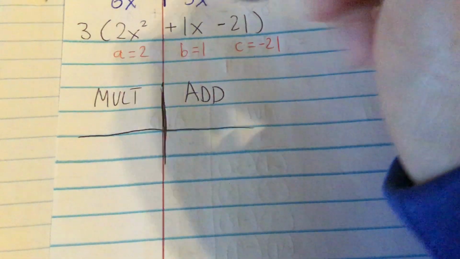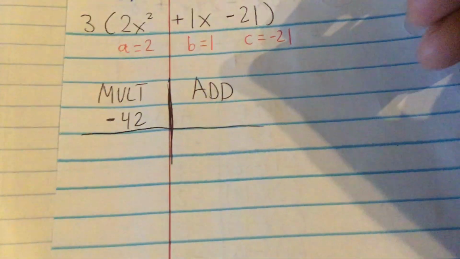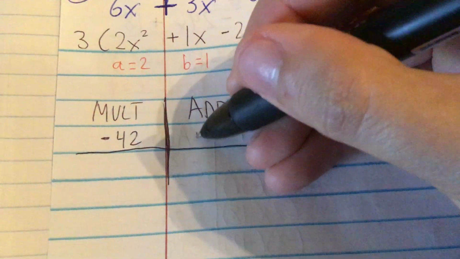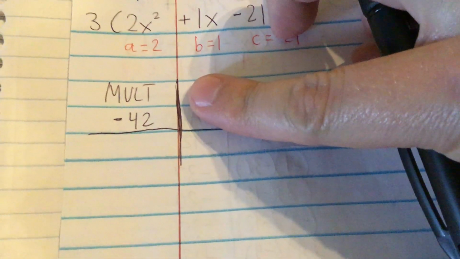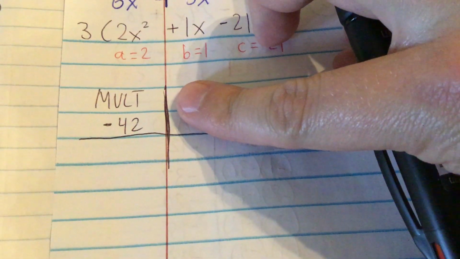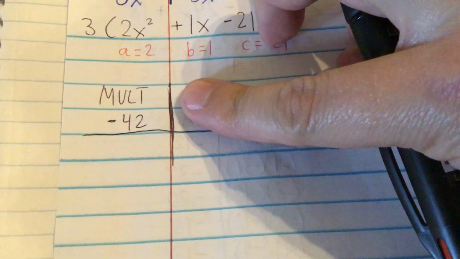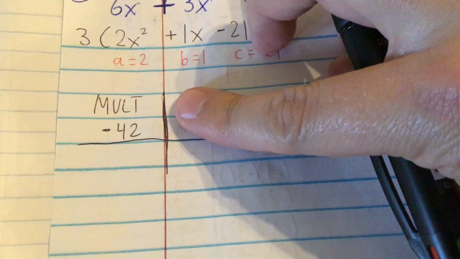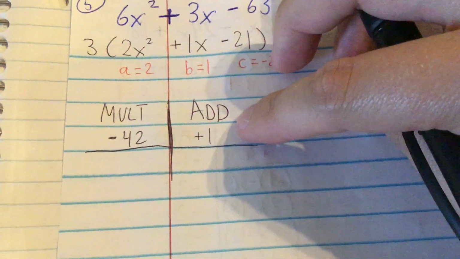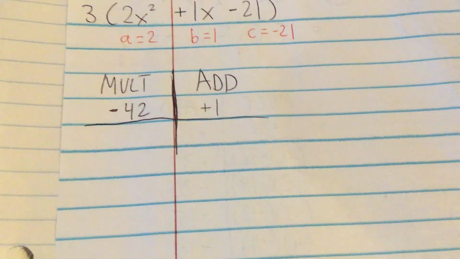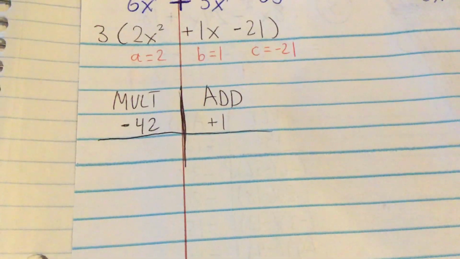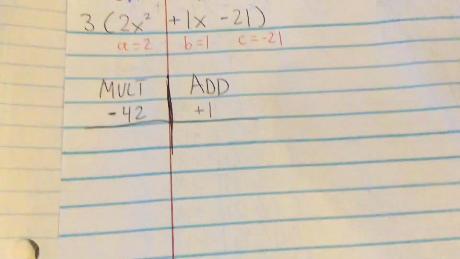So A times C, 2 times negative 21 is negative 42. And B is positive 1. So I cover up the side and I say to myself, okay, in other words, we need to get to negative 42. So one of them has to be positive, one of them has to be negative. Now the question is, what does that add to positive 1 tell me? The positive needs to be a little bit stronger than the negative.